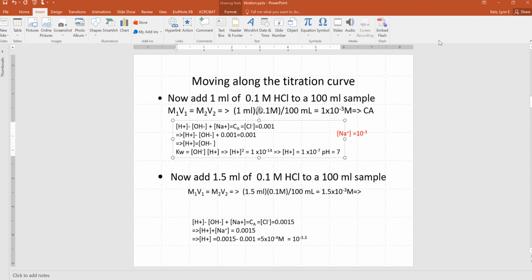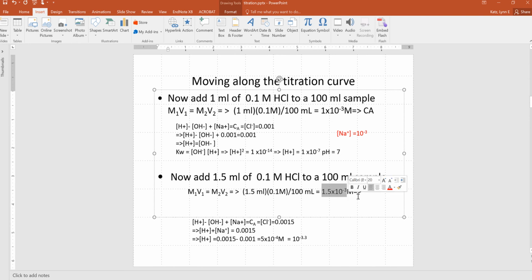Finally, now I'm going to add 1.5 milliliters of 0.1 molar HCl to our 100 ml sample. Again, neglect the volume, and again apply M1V1 equals M2V2. I get 1.5 milliliters times 0.1 molar divided by 100, where I've now added 1.5 times 10 to the minus 3 molar as my concentration of acid that I added.